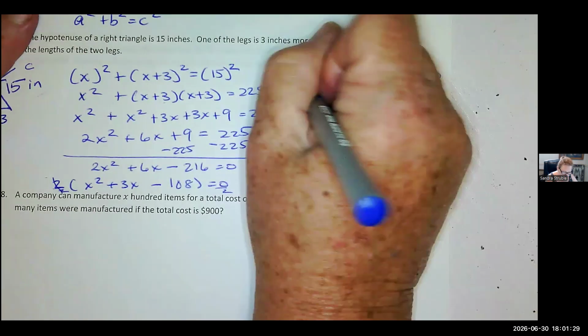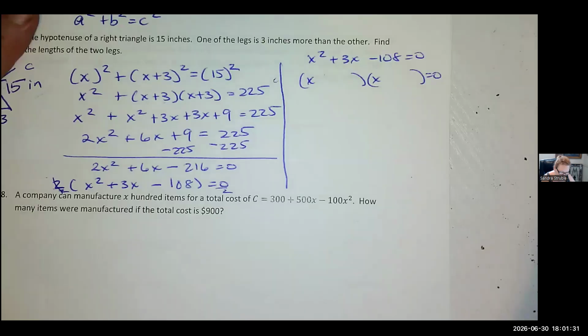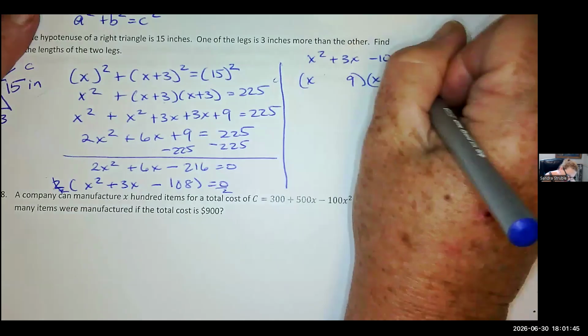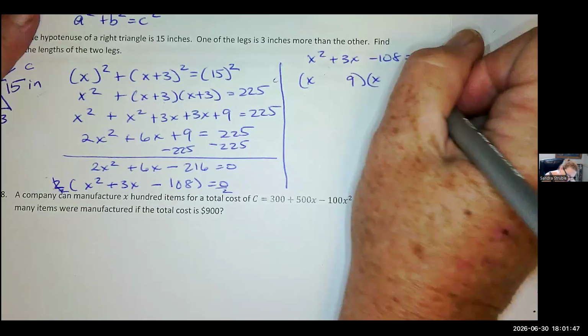Products, let's see, 108 factors that subtract to give us 3. And in this case, it's going to be what? 9 and 12. The middle number is positive, so your 12 has to be positive, setting each one of these binomials equal to 0.